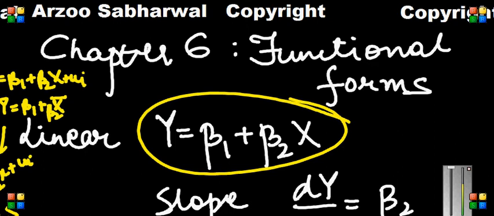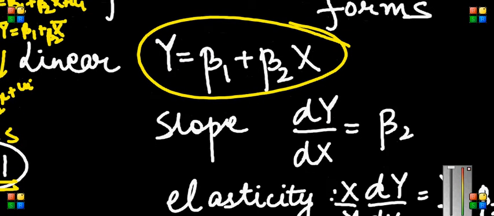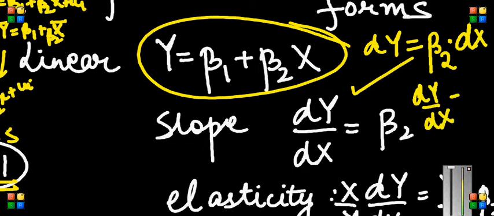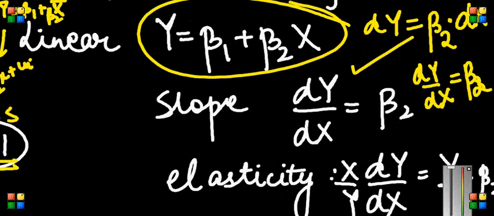So if I want to find the slope, all that I have to do is to differentiate y with respect to x. How do I do that? I would totally differentiate on both sides, so this becomes dy. The differentiation of beta 1 would be 0, beta 2 is a constant, and the differentiation of x would be dx. So I would get dy by dx equal to beta 2. So this is what I have done here to get the slope.